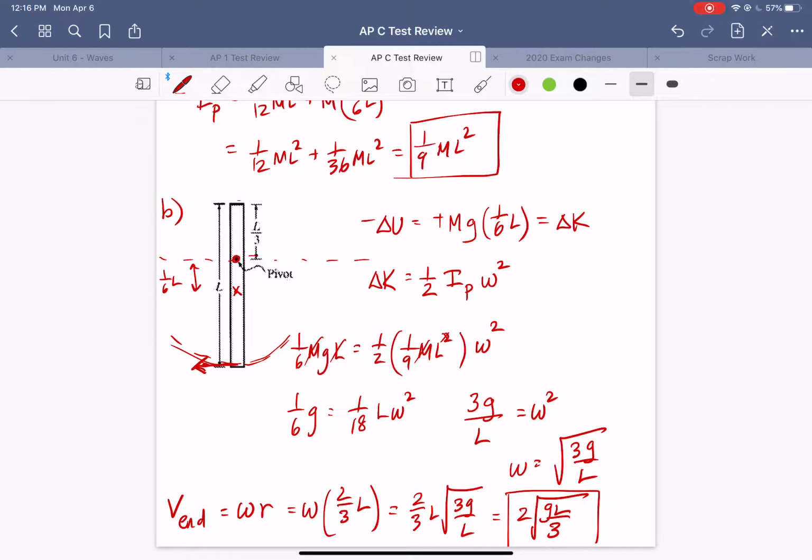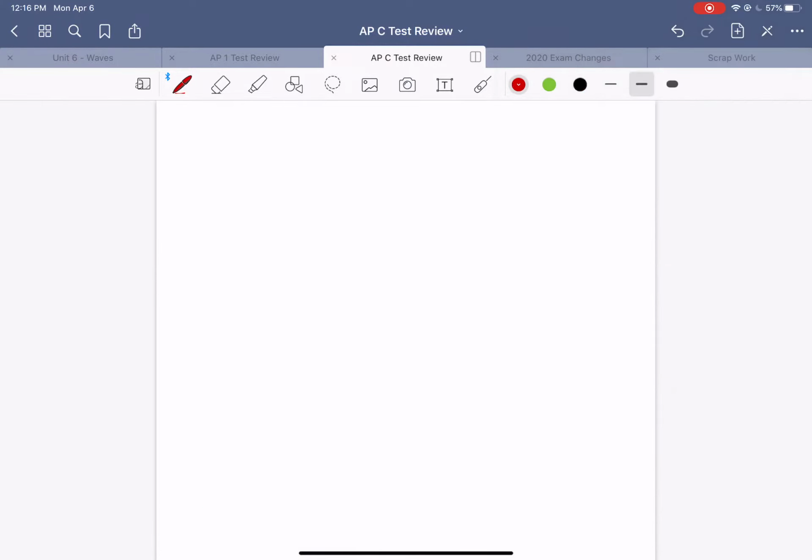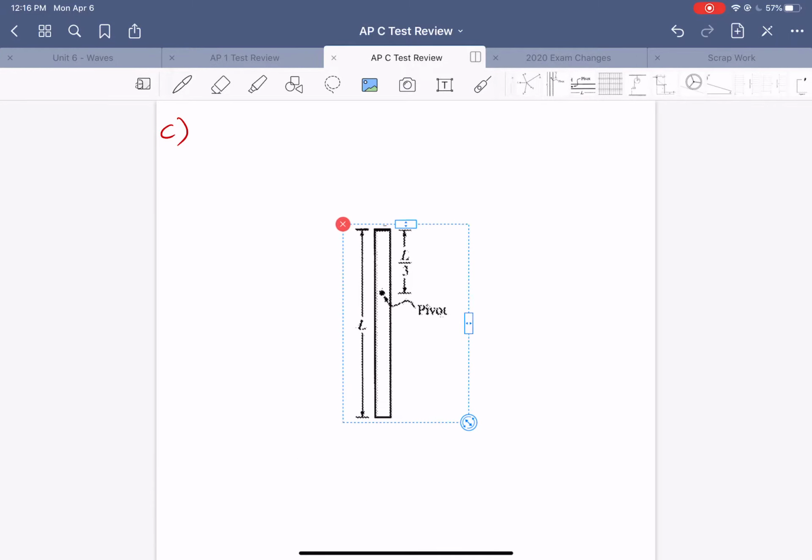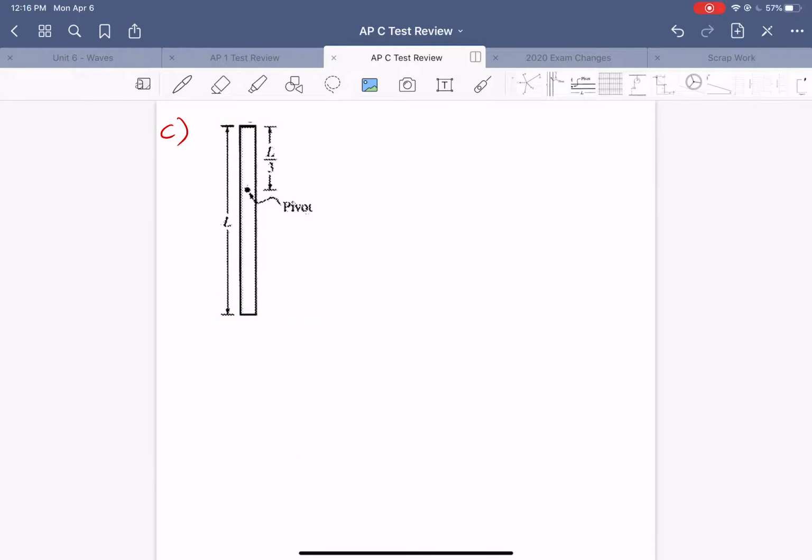All right, so this very last part deals with oscillations, which is now no longer part of the AP test according to College Board, but I will go ahead and go over that solution just for completeness. So let me put the picture of the vertical bar back up. So now the question is, if we just pull this thing a little bit to the side and let it swing like a pendulum, what would the period of its oscillation be?